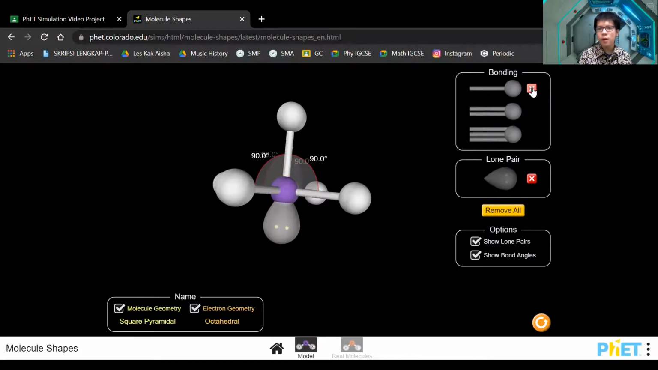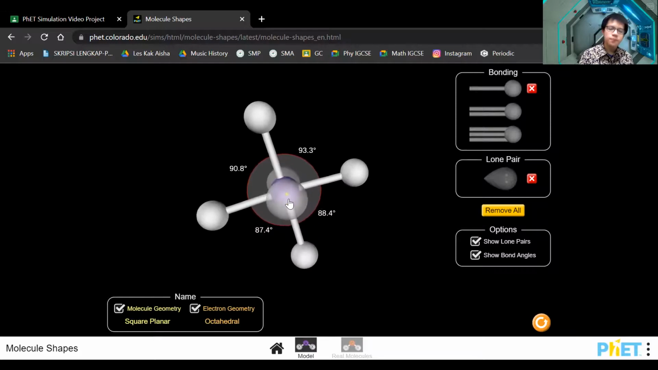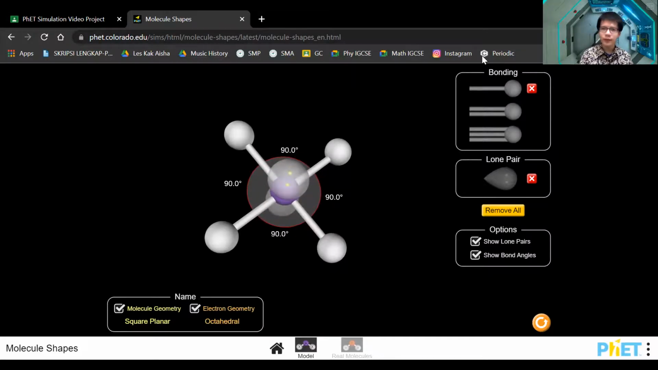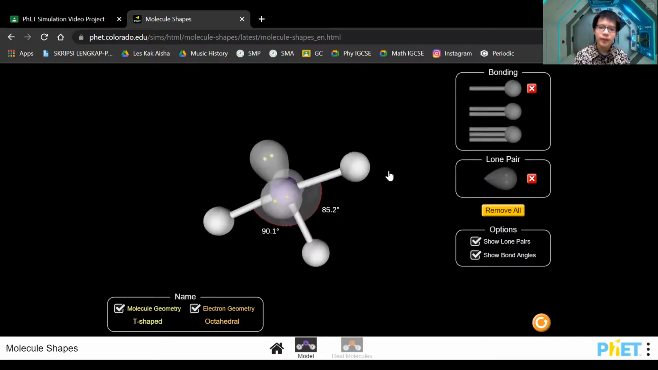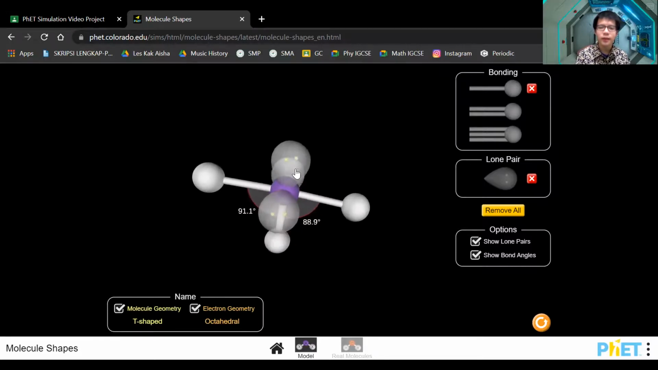If we change again one single bond into one lone pair, the name of the electron geometry is still the same, but the molecular geometry becomes square planar. You see 1 2 3 4, it's like a square shape. Okay, we change again one, and the molecular geometry becomes T-shape, but the electron geometry is still the same.